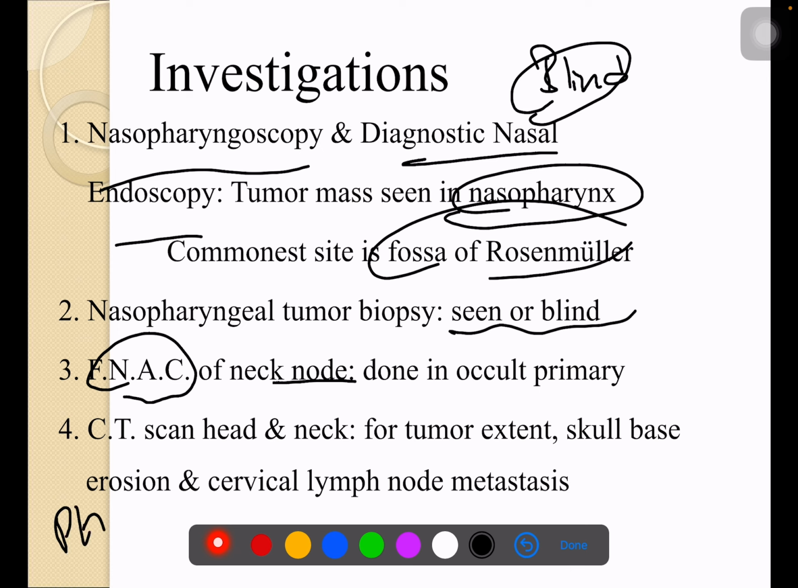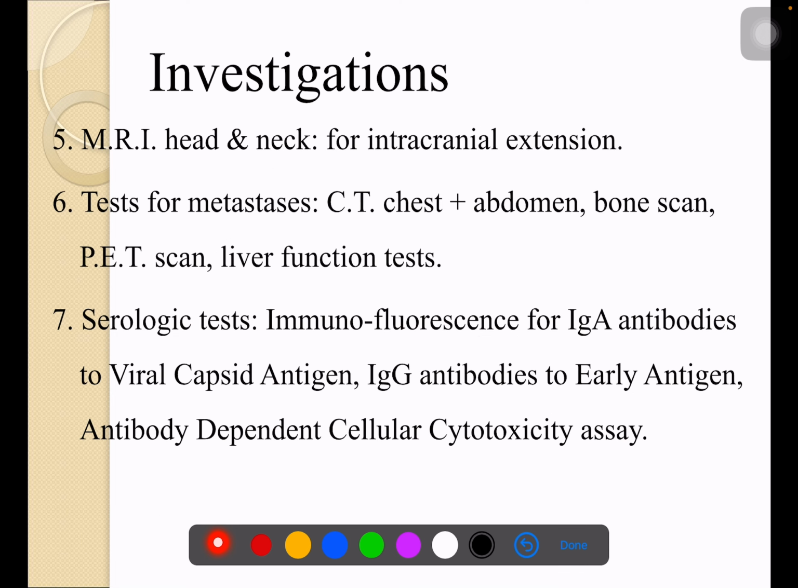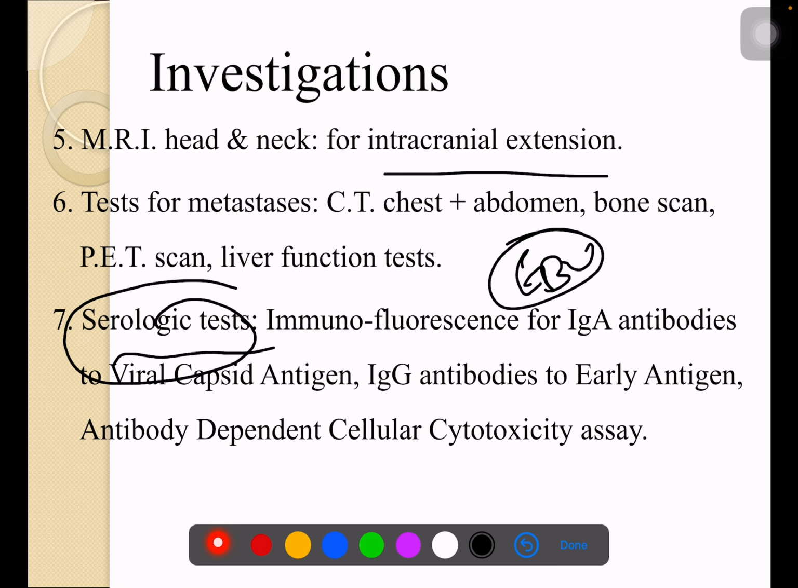You can also go for a PET scan if in case whole body mets are present at a higher area. MRI head and neck to rule out intracranial extension. Serological marker, because it's an Epstein-Barr virus infection, so you have to go for a serological test. Do not miss this. Immunofluorescence test, okay. Next, there are basically two important terms whenever it comes to nasopharyngeal cancer, okay.